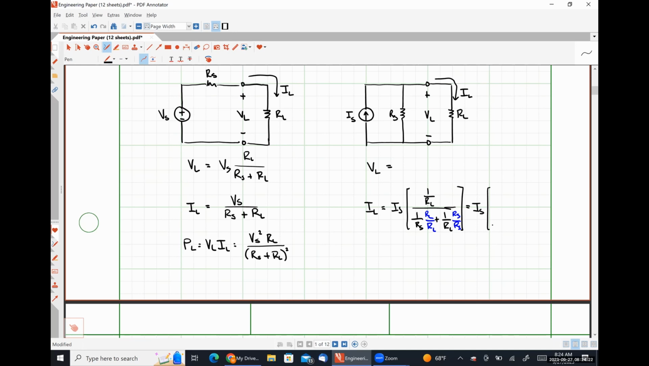When I divide by a fraction, that's the same thing as multiplying by the reciprocal, right? So I'm going to call that RS times RL over RS plus RL. So that's my denominator flipped over. And then I'm going to multiply that by 1 over RL. And we should see that this guy cancels this guy. And we're left with, sorry, I'm running out of room, IS times RS over RS plus RL.